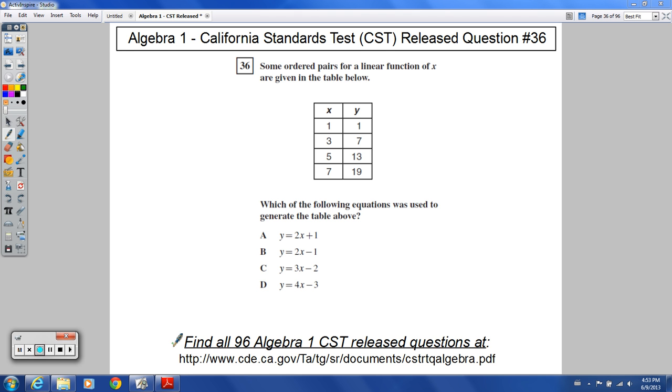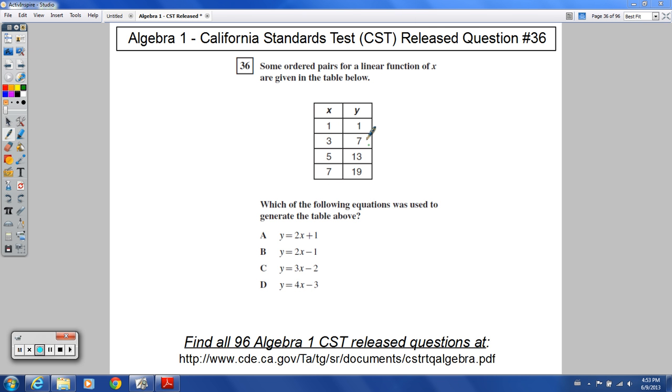Welcome to Algebra 1 release question number 36 for the CST release questions. It says some ordered pairs for a linear function of x are given in the table below. So we've got this xy table down here: 1 goes with 1, 3 with 7, 5 with 13, 7 with 19. Which of the following equations was used to generate the table above?